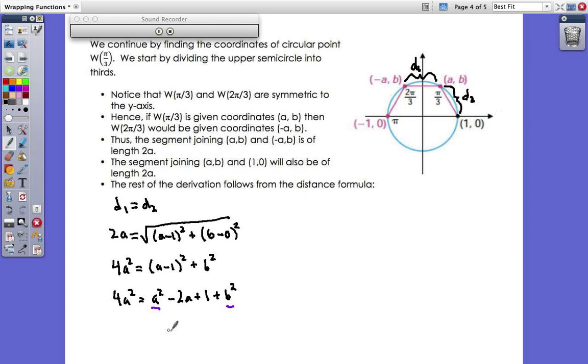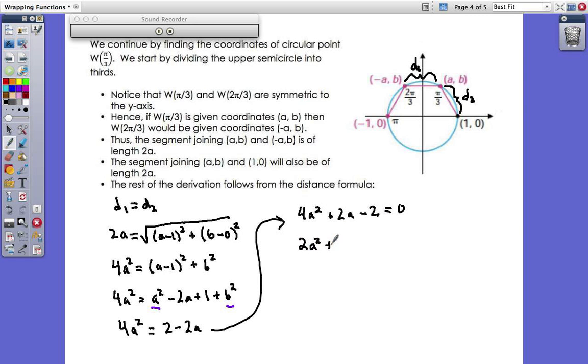So colored back here, it would be 4a squared equals 2 minus 2a. And look at that, we got a quadratic to solve. I'm just going to bring it up here to finish it off. It would be 4a squared plus 2a minus 2. If we group everything on the same side, that would equal 0. Divide those even numbers out, it would be 2a squared plus a minus 1 equals 0.